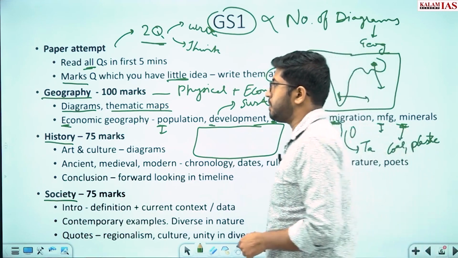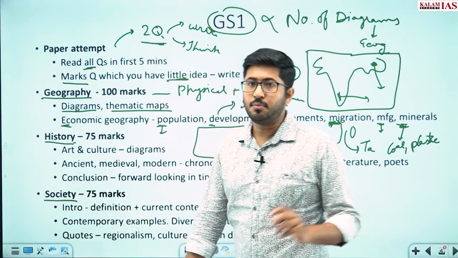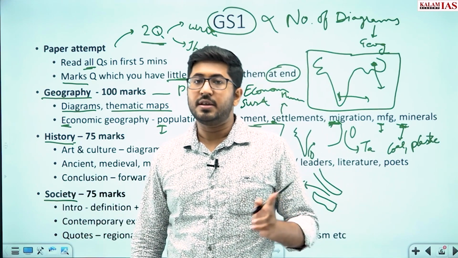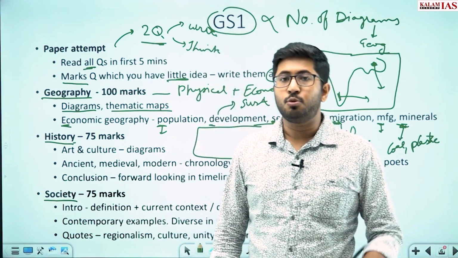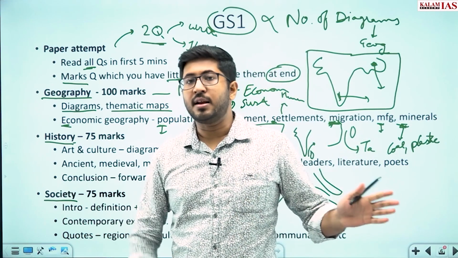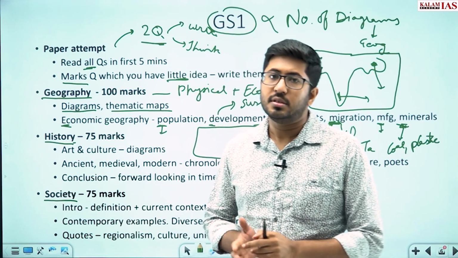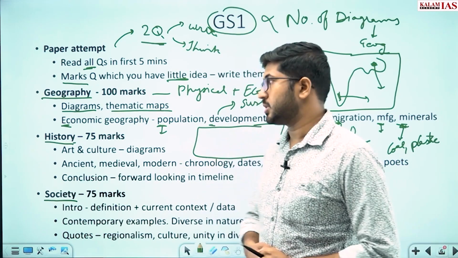Now coming to the history part. History has 4 different types: modern history, ancient and medieval history, post-independence history, and world history, and all 4 have parallel art and culture. Mostly art and culture is limited to ancient and medieval history.